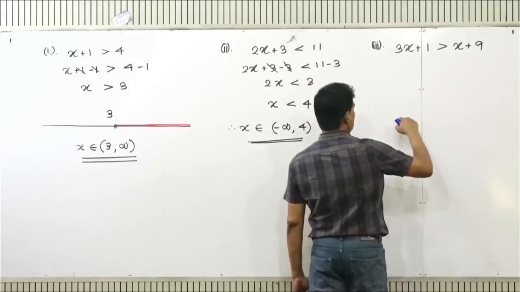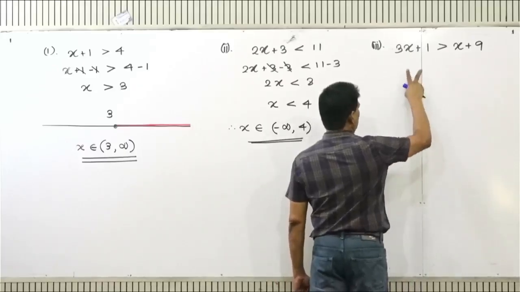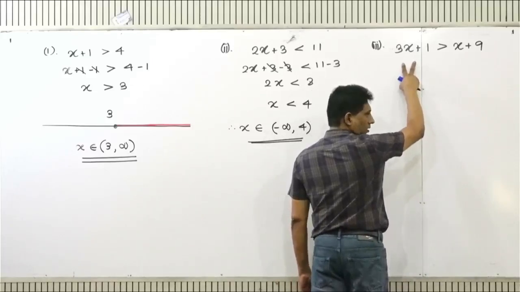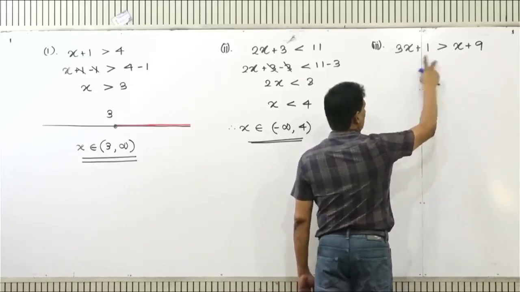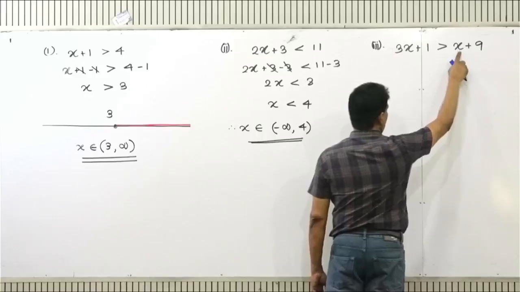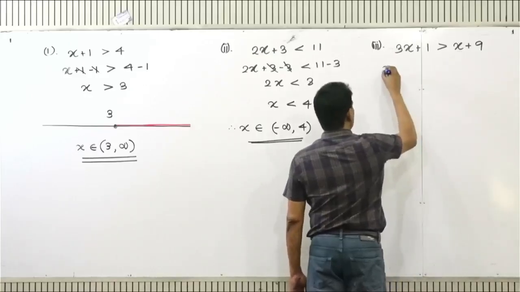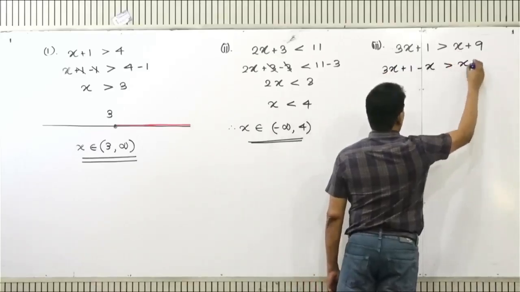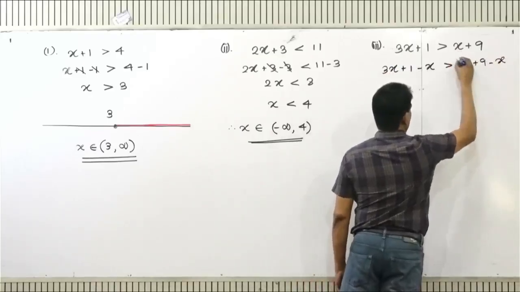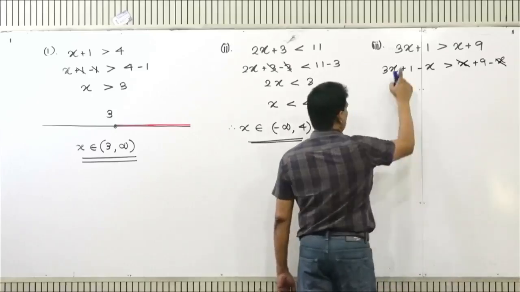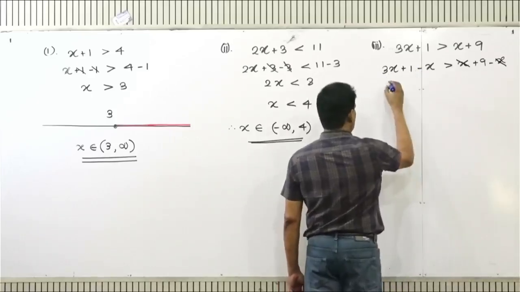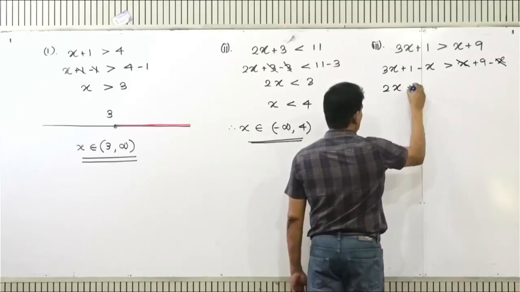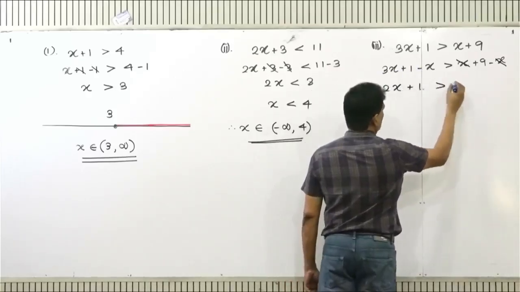To subject x, if we subject x on the left hand side, then we have to remove positive x from this side. In that case, we have to subtract x from both sides. Then on the left hand side 3x minus x means 2x plus 1, 9.